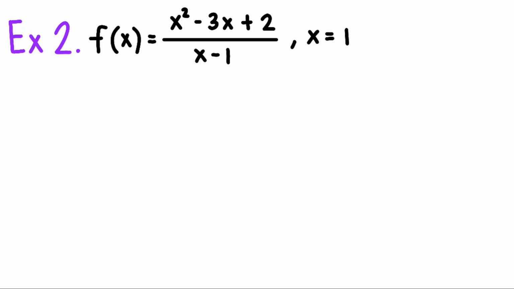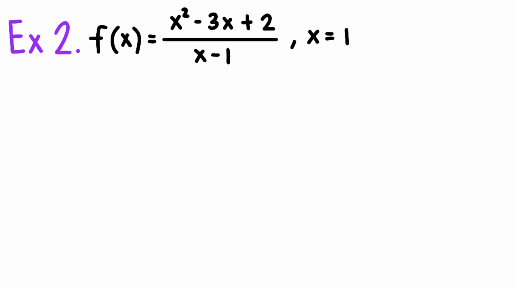In here, we are given the function x squared minus 3x plus 2 over x minus 1, and we check its continuity at x equals 1. So this one now is a rational function, and before we solve this one, again, feel free to pause the video so that you may try this one on your own. Okay, good. So let's try this one out.